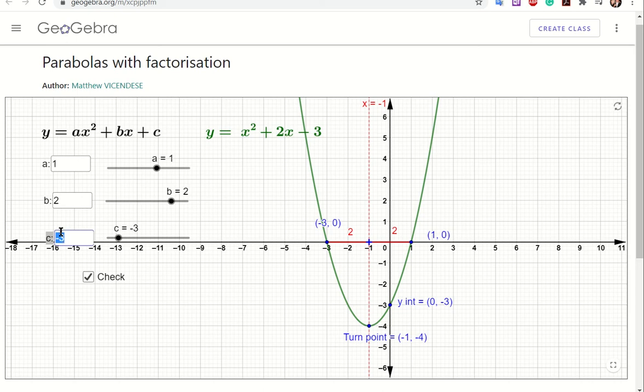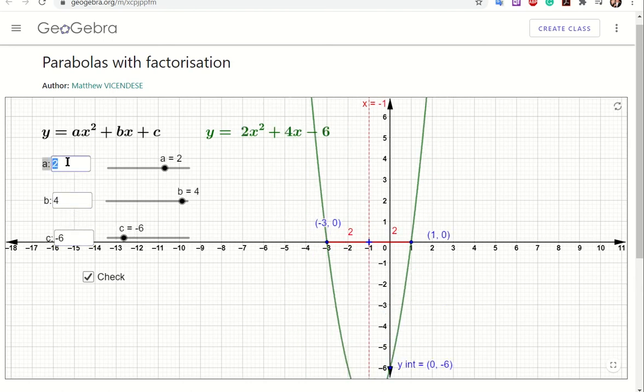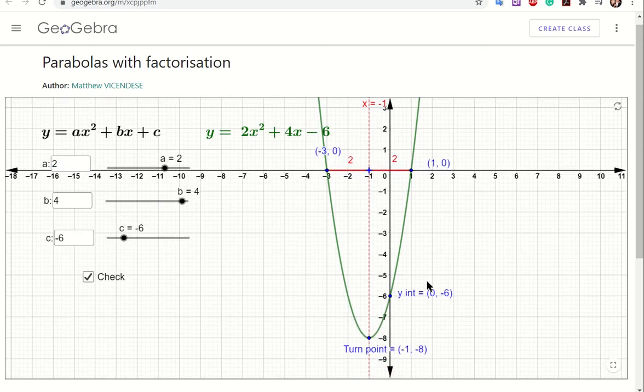Now let me double every value there. That means a is 2, b is 4, and c is -6. And following this, we've now got exactly the same axis of symmetry and the same x-intercepts. But our y-intercept is now -6, and our turning point is -1, which is still the same, but -8. So our turning point was relying on the fact that a was equal to 1.